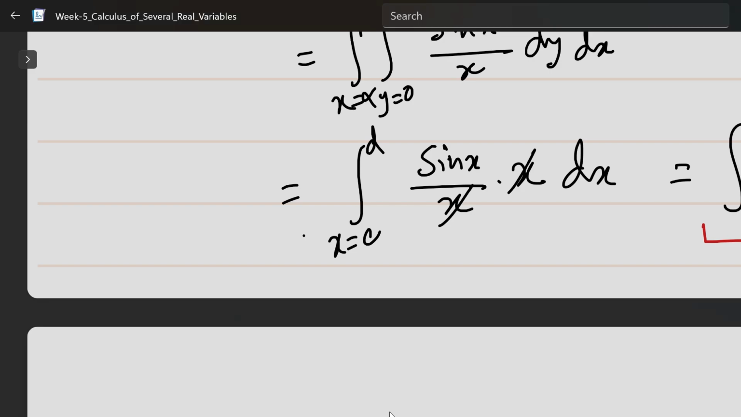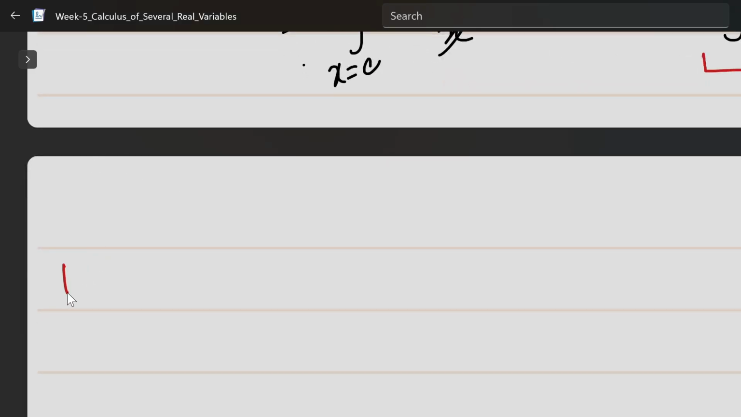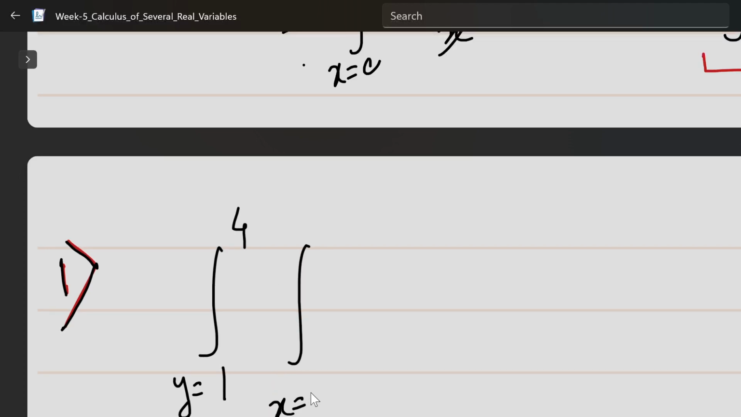So I'll write the first question here. And it's this one, the black one. So y is from 1 to 4 and x is from 1 to.